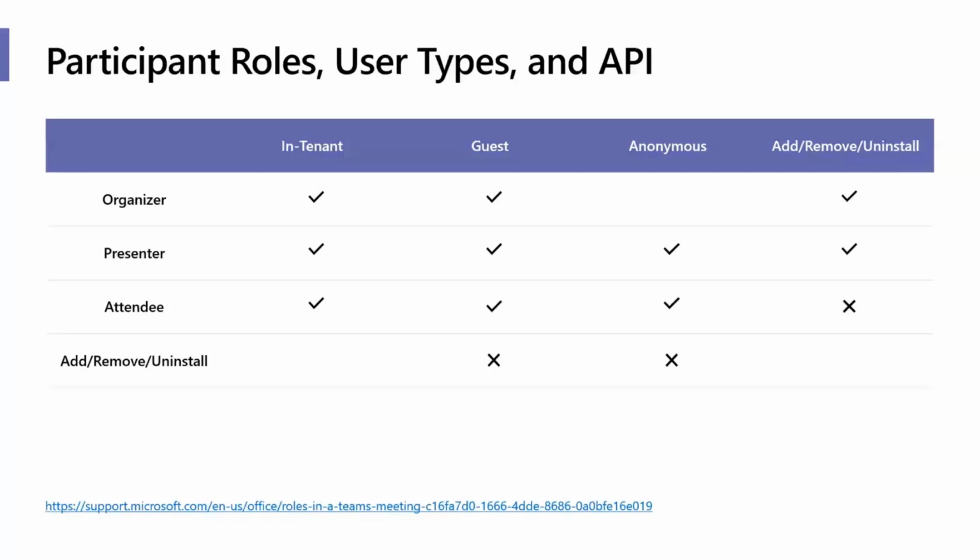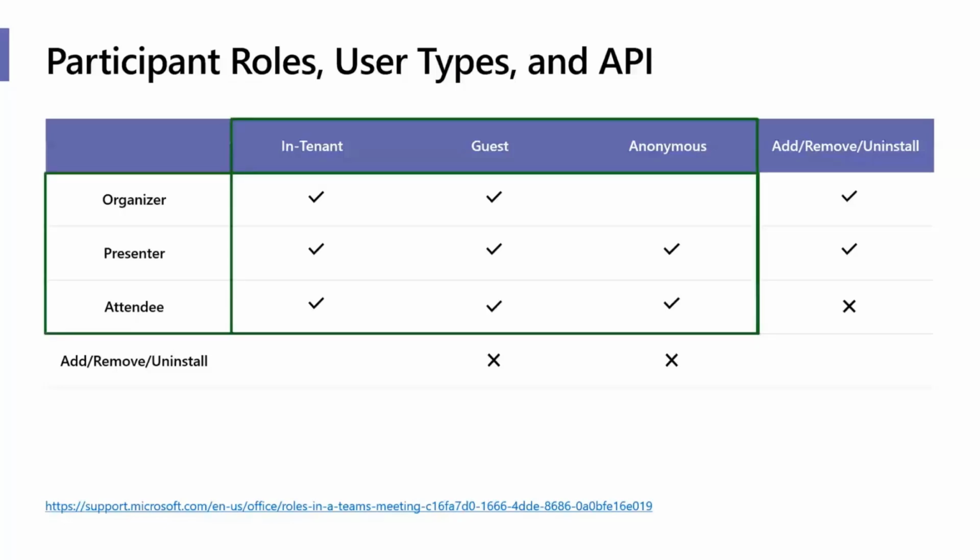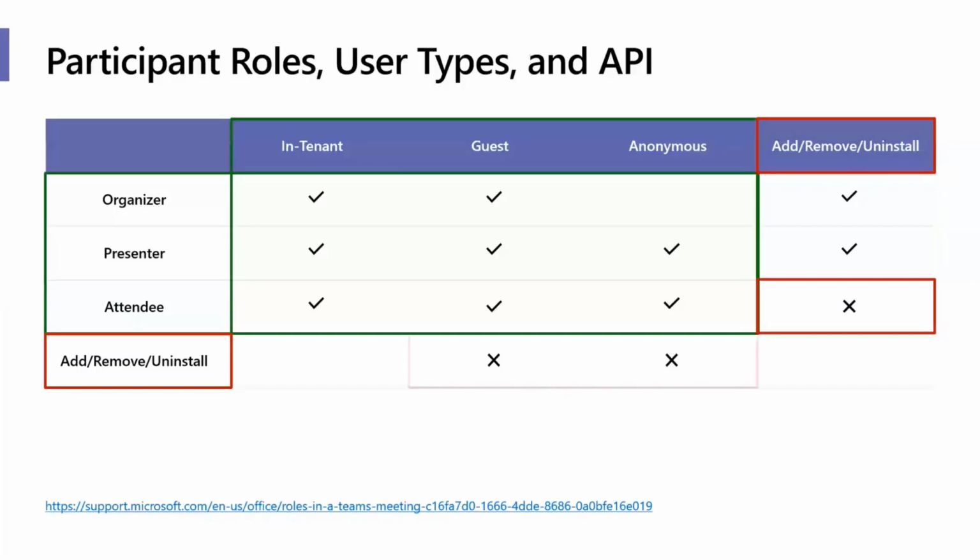In a given meeting, there are different roles. On the left side, you'll see organizer, presenter, and attendee. These are the roles that are available in a meeting. And if you see the first row on top, there are different kinds of user types: guest users, anonymous users, and in-tenant users. Now, these user types can assume any one of these roles: organizer, presenter, and attendee. But the catch is that when you want to add, remove, or uninstall an application in the meeting lifecycle, attendees cannot do it. And guest users and anonymous users, regardless of what role they have in the meeting, cannot do it. So it's one of those very interesting things that I've marked at the very end of the matrix here. And it also showcases the different roles.